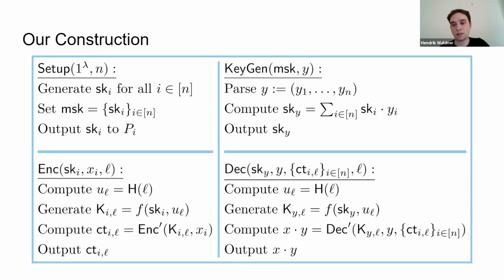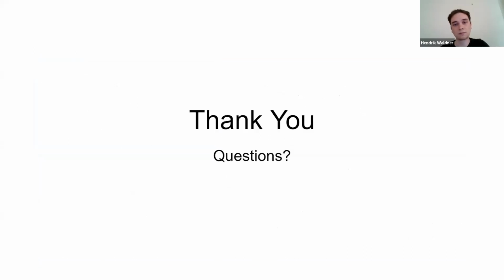But for the second step, instead of using the secret key, we're going to use the functional key, and we apply the same function f on the random oracle output and the functional key sk_y to get this key k_y. And then together with the vector y and all the ciphertexts, we can compute the final inner product of x and y. And yeah, this concludes the overview of the schemes.